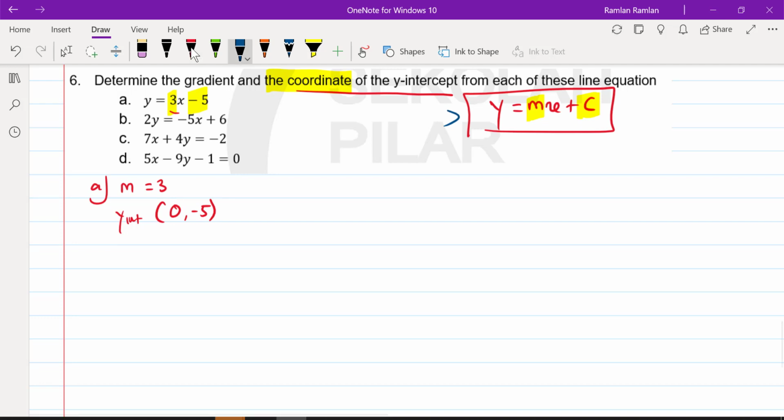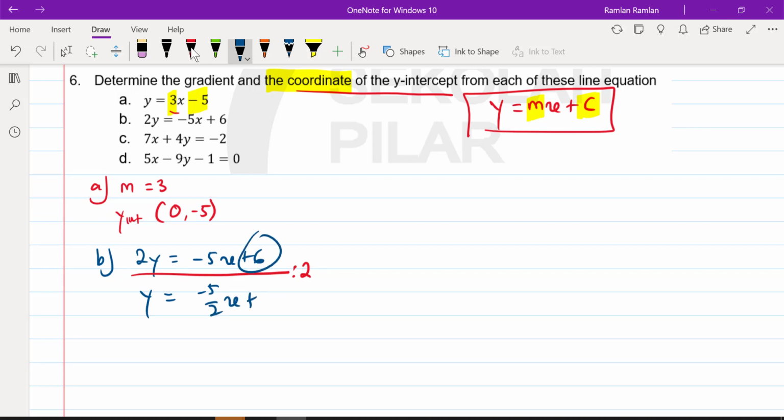Okay, now let's go to question B. Here we have this form over here, but this is not the same form as this one. So what we need to do is make the y alone on one side, but we have a 2 over here, so we can divide both sides of the equal sign by 2. So I'm going to write down 2y equals -5x plus 6, and I'm going to divide both sides by 2. If I divide this by 2, I will get just y. If I divide this by 2, you get -5 over 2 x, and if you divide this by 2, you will get 3. Now, can you see what happened here?